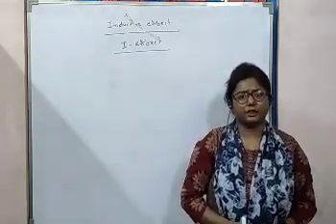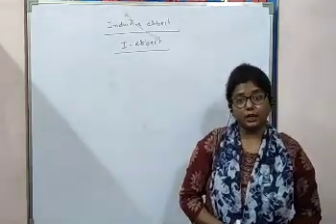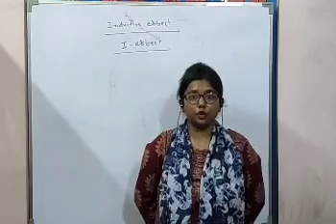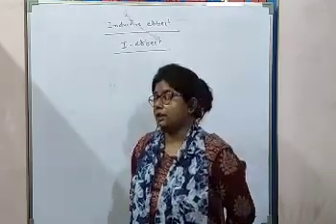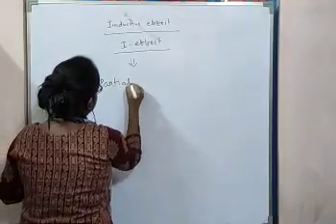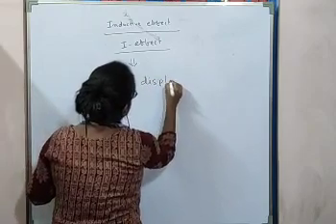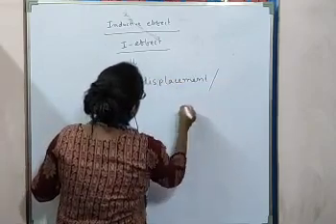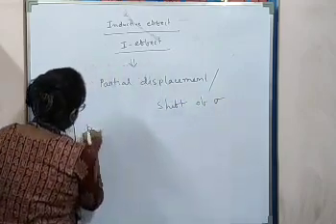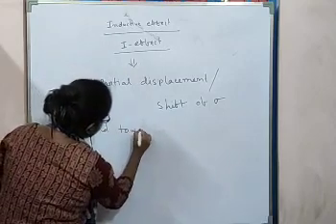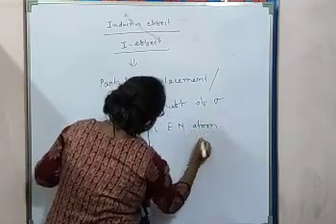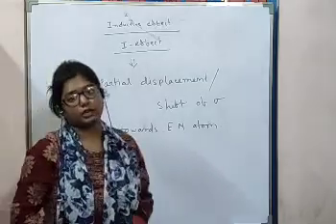What is the inductive effect? The partial displacement of the sigma bond electrons towards the electronegative atom is called the inductive effect. The partial displacement or shift of the sigma bond towards an electronegative atom is called the I effect or inductive effect.